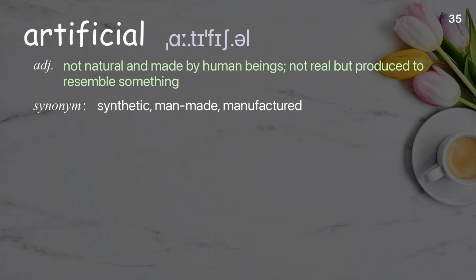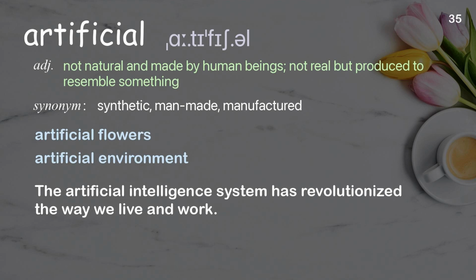Artificial. Not natural and made by human beings, not real, but produced to resemble something. Examples: artificial flowers. Artificial environment. The artificial intelligence system has revolutionized the way we live and work.